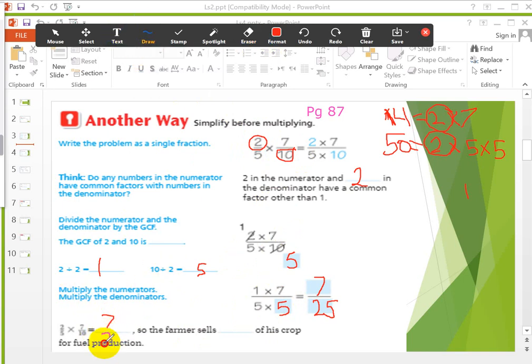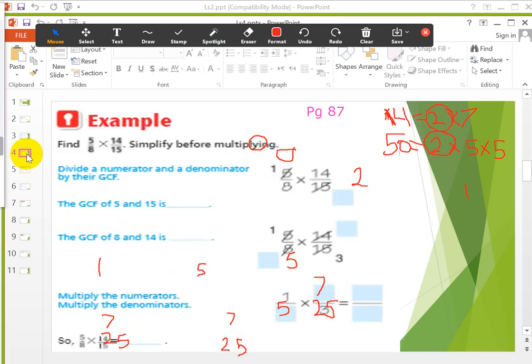Girls, focus with me. I will repeat the same steps on the second exercise. Okay? It's the same idea. Last lesson I talked about the greatest common factor and how to find the simplest form for any fraction. Now let's move to the second example, which is here on page 88. So let's move to page 88, girls.